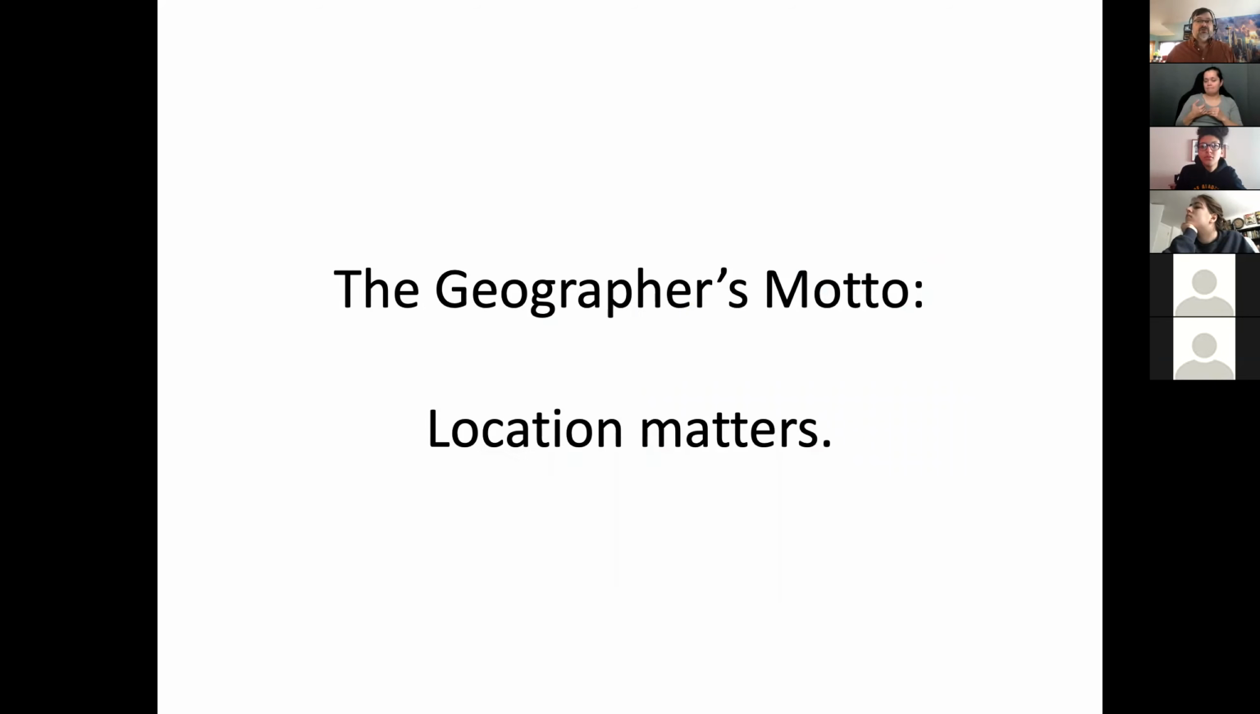So whatever geographers are studying, it is partly the location. Where is that place? We'd like to be sure we know where it is. And then can we figure out if that affects what happens in that place? So know this, know the geographer's motto. Location matters. Whatever we study, we include the location.